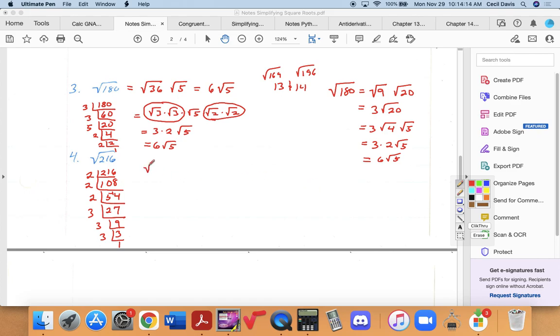So the square root of 216 is the square root of 2 times the square root of 2 times the square root of 2 times the square root of 3 times the square root of 3 times the square root of 3. And what's the square root of 2 times the square root of 2? 2. And the square root of 3 times the square root of 3? 3. And this time I have a square root of 2 left over and a square root of 3 left over.